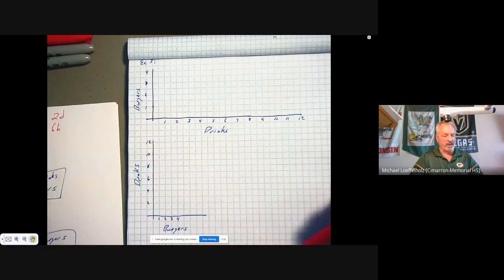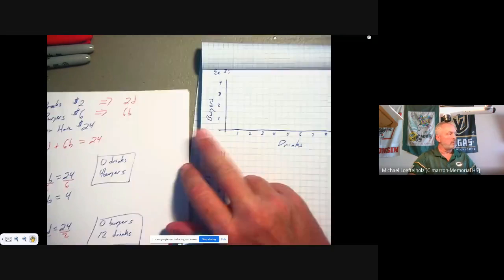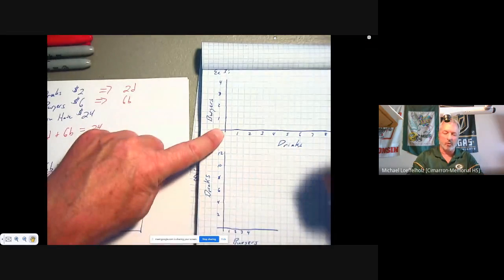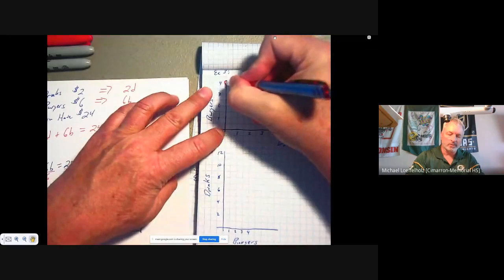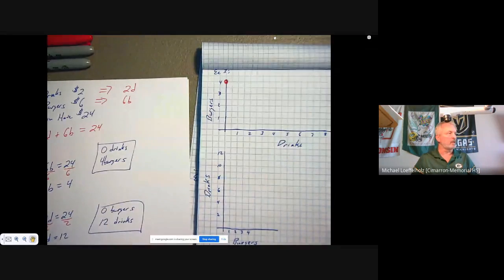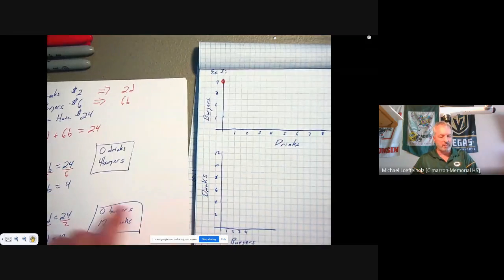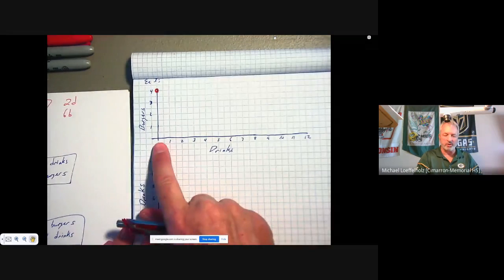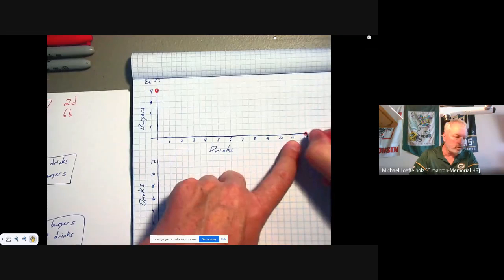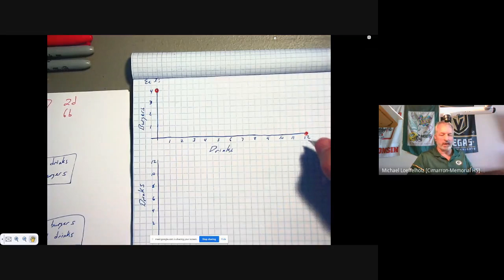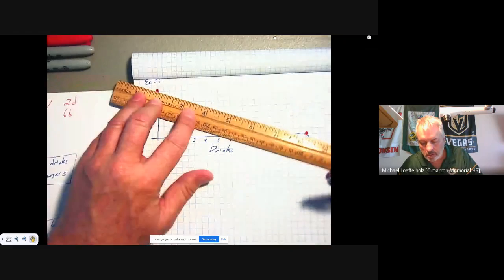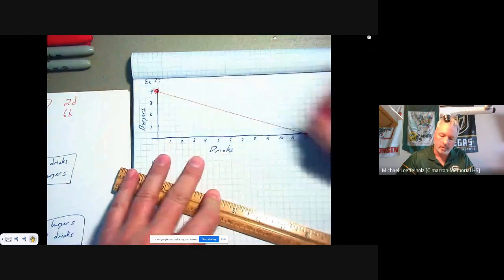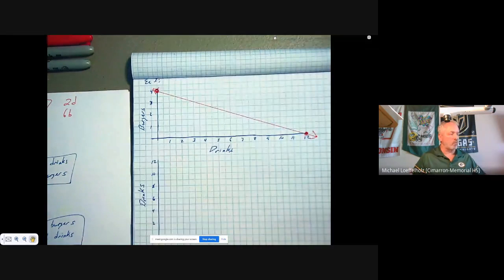All right, so the first one I've got 0 drinks, 4 burgers. Well, 0 drinks is here. 4 burgers is up 4. There's our spot. Okay. All right, then we have 0 burgers, 12 drinks. That's way over here. And again, get out the ruler, and straight line. All right, so that's one graph.